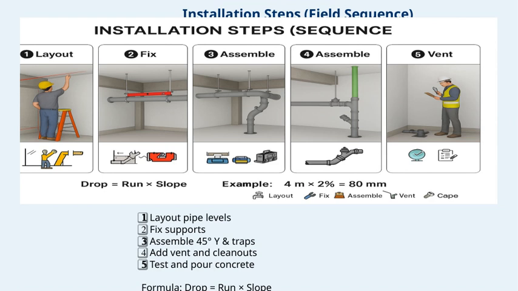Throughout this process, I like to think of the icons on the slide as a visual guide. Lay out pipe levels, fix supports, assemble fittings, add vents, and then hand over the completed system. Following these steps carefully will help ensure a smooth installation and a reliable system in the end.